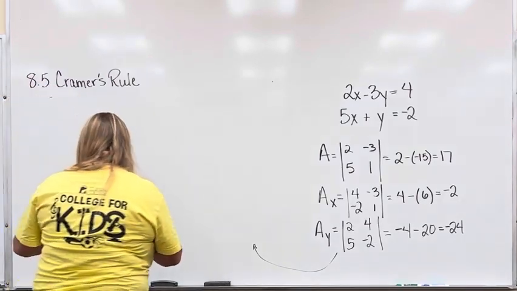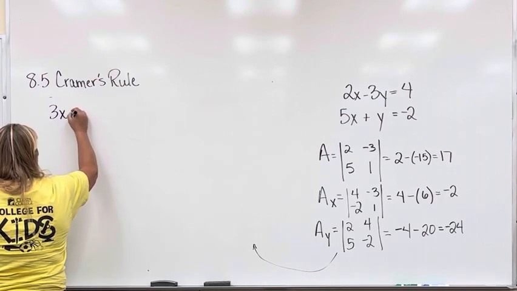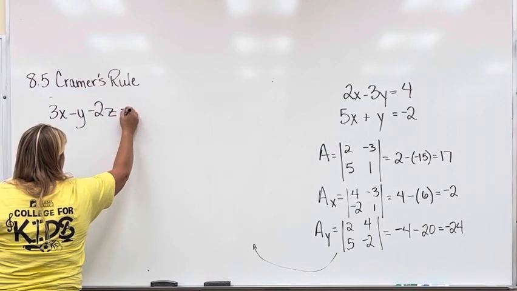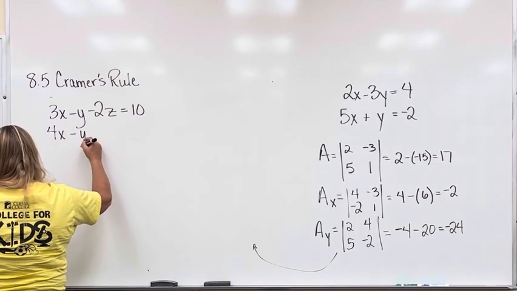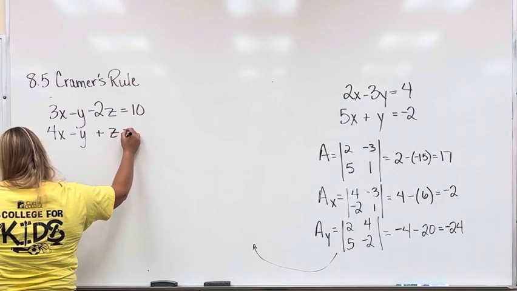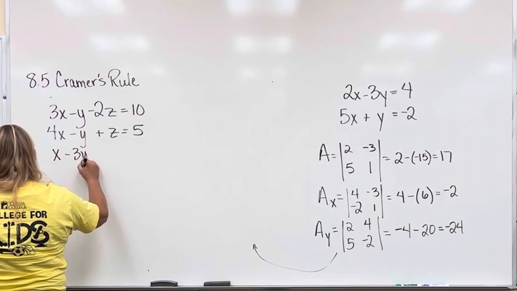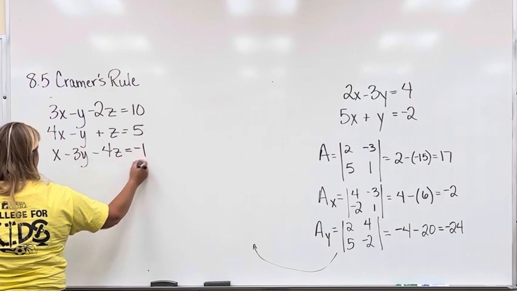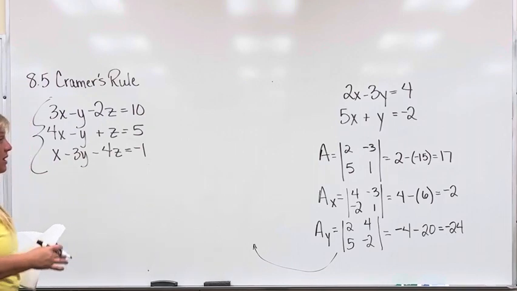Pick one at random. Okay, let's say that I give you 3x minus y minus 2z is equal to 10. And then 4x minus y plus z is equal to 5. And then x minus 3y minus 4z is equal to -1. Okay. And this is the system that we want to solve, and we want to do this using Cramer's rule, not any of our other methods.